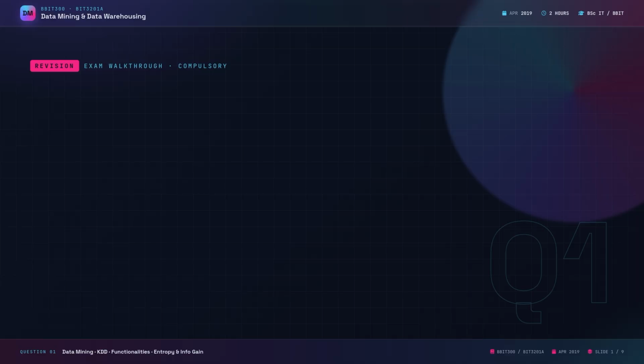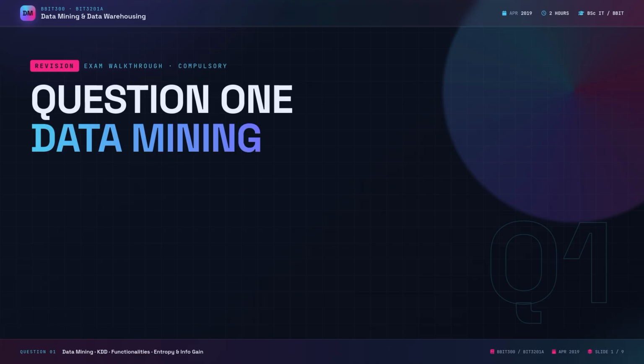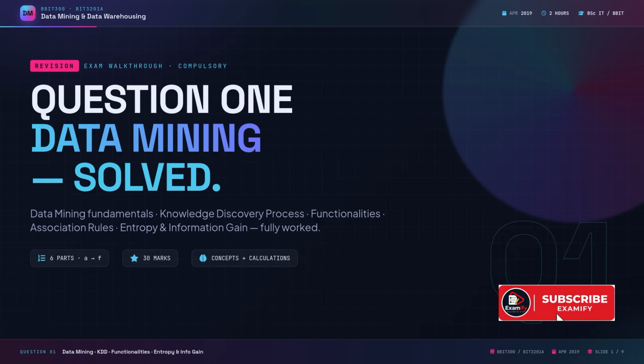Welcome to this revision walkthrough for question 1 of data mining and data warehousing. This is the compulsory question on the exam, worth 30 marks across 6 parts, and it covers everything from the basic definition of data mining, through the knowledge discovery process, mining functionalities, association rules, and a full entropy and information gain calculation. By the end of this session, you'll be able to answer every part of this question with confidence.